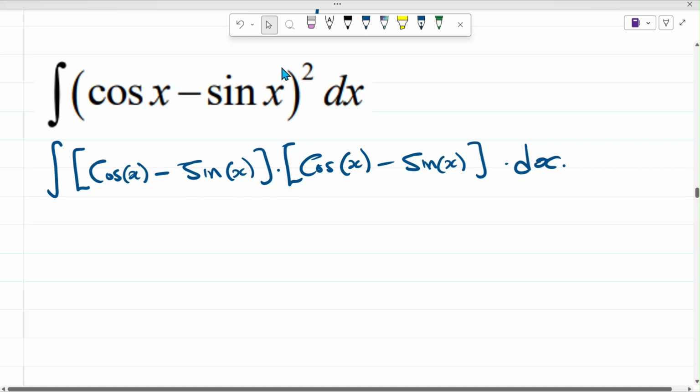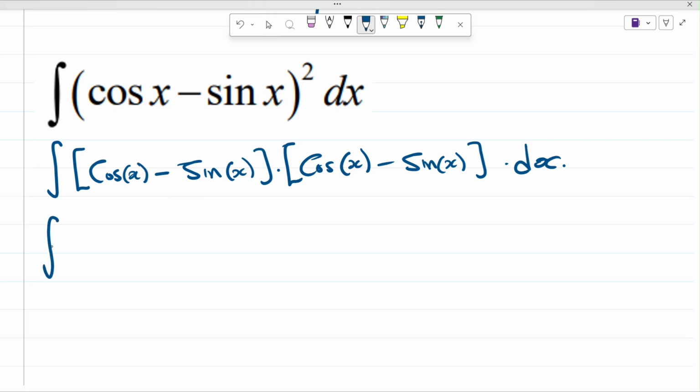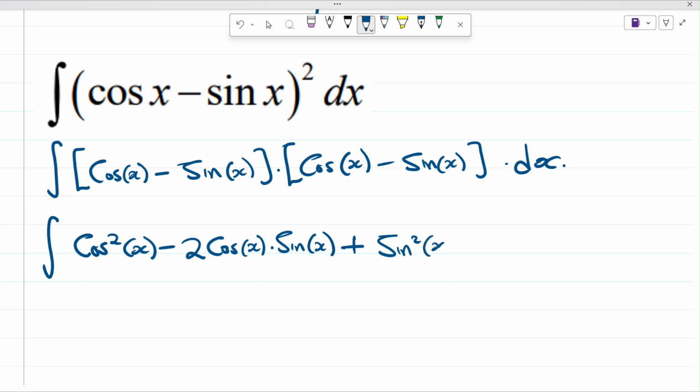I expanded this into 2 brackets because of the square. Then I'm going to multiply this bracket and that bracket. We should get cos squared of x minus 2 cos x sine x plus sine squared of x, and then dx, of course.